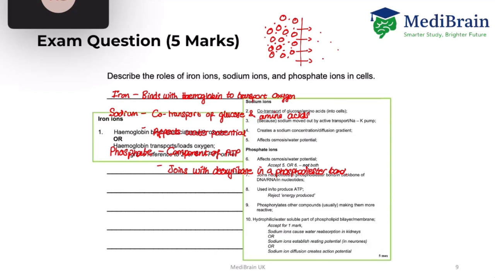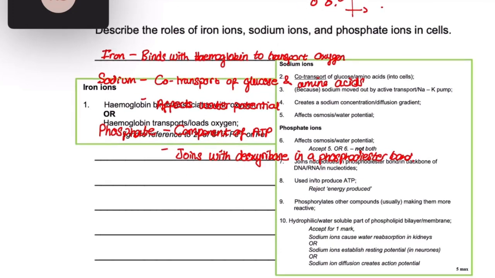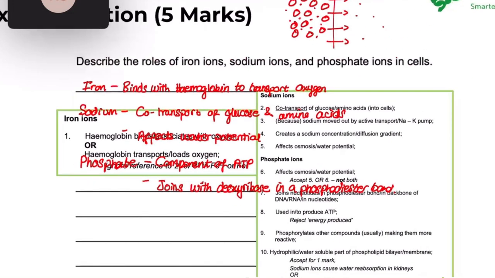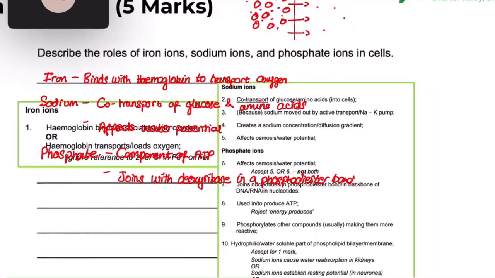If I show you the mark scheme now: hemoglobin binds or associates with iron, involved in the transport of oxygen. Sodium ions: co-transport of glucose and amino acids into cells. Sodium moved out by active transport. Again, most of sodium ions' uses are in the transport in cells, which is a whole unit by itself in the next unit that we look at. Phosphate ions: affects the water potential, nucleotides, ATP, phosphorylates other compounds.